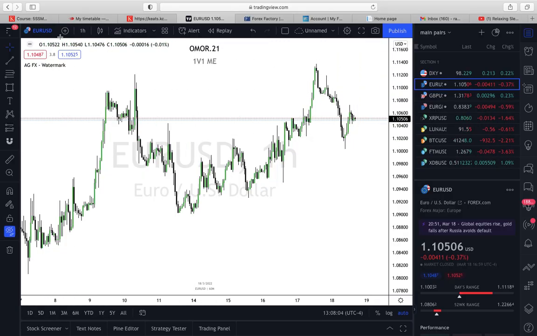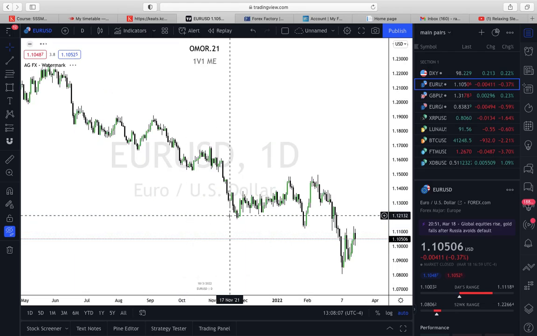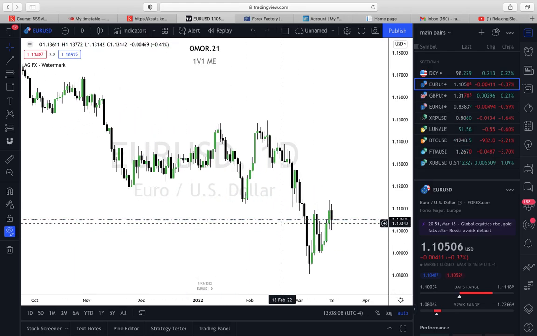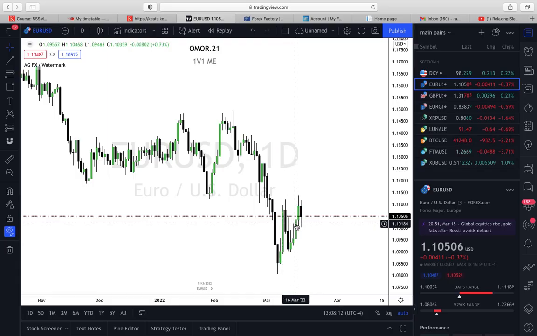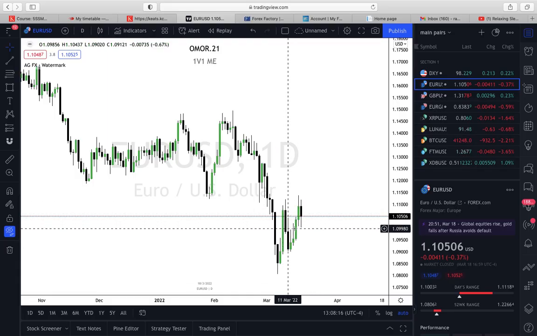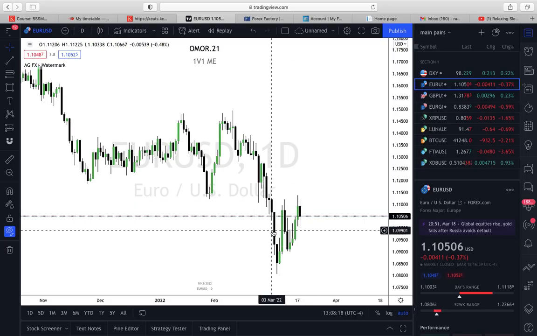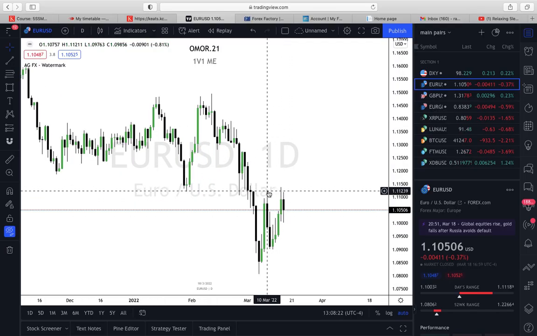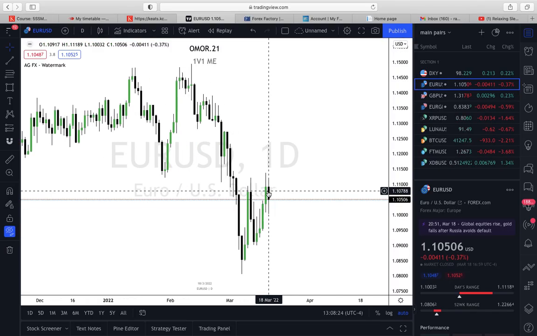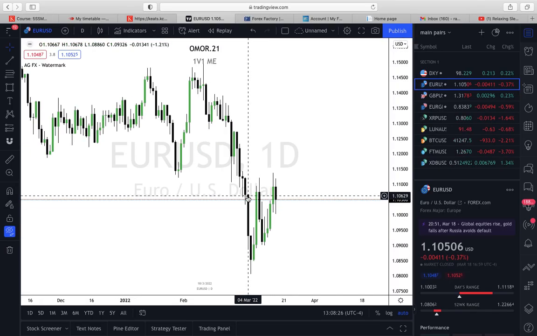If I remove these and I go on a higher time frame, what's happening? We filled this imbalance that was left from this candle to this candle, and we rejected off of it. And we've done it again. This high is greater than this high. We could be anticipating a market structure shift on the euro.